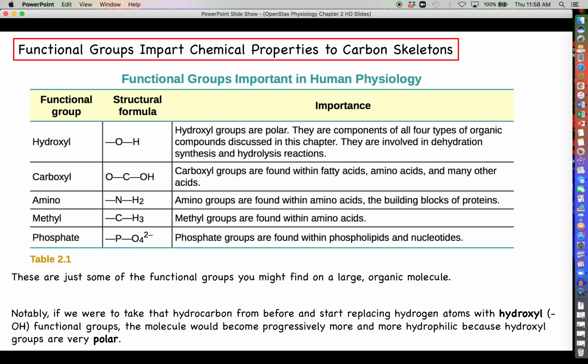So if we were going to take that hydrocarbon from before, where all the vacancies were filled with hydrogen, if we start plucking off those hydrogen atoms and filling them with, say, hydroxyl functional groups, that organic molecule is going to start progressively becoming more and more hydrophilic, because those hydrophilic groups are very polar, and the more hydroxyl groups you add, the more propensity you give to that organic molecule to interact with and hydrogen bond with water that surrounds it.